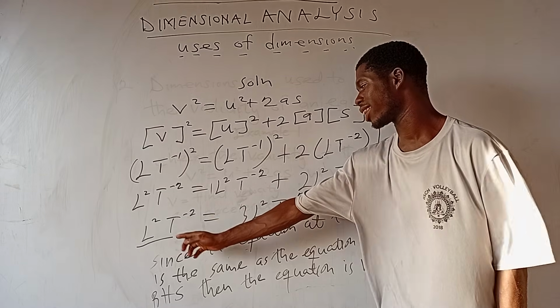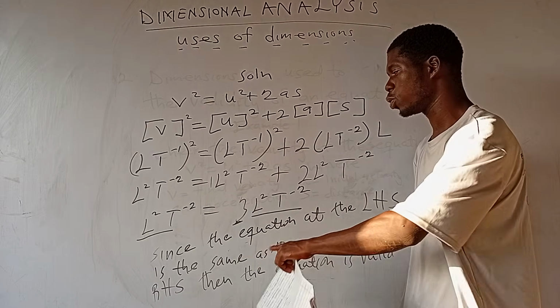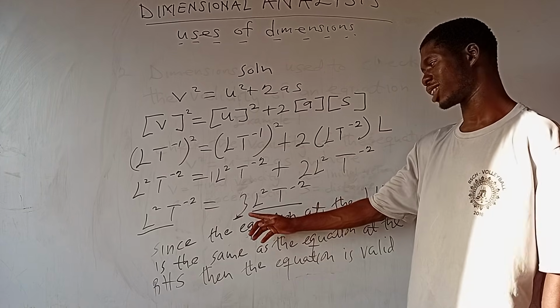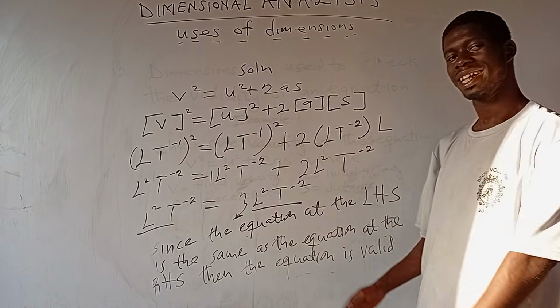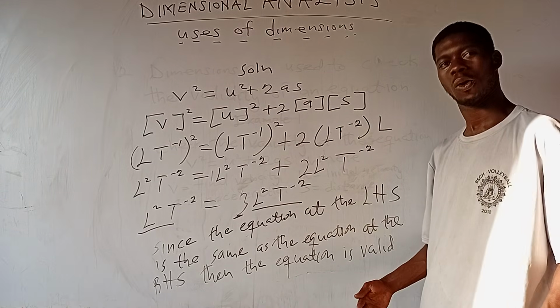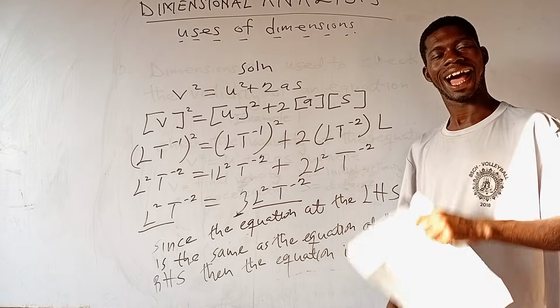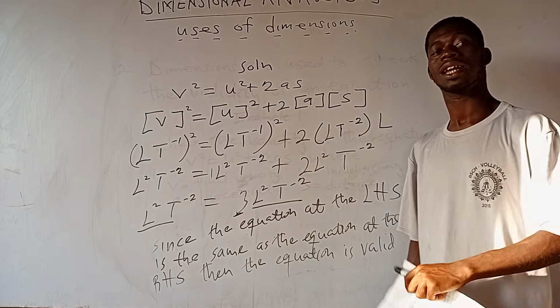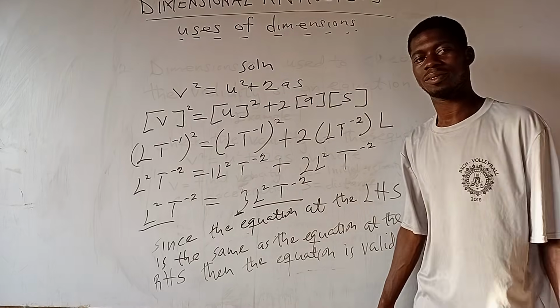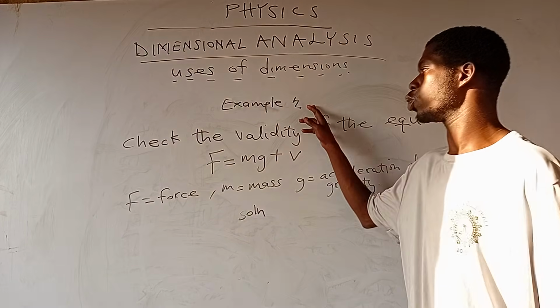And what is at the left hand side is L^2 T^-2. The constant, we ignore it. So you can see that what is at the left hand side is the same as what is at the right hand side. So then you conclude, since the equation at the left hand side is the same as the equation at the right hand side, then the equation is valid. Thank you.